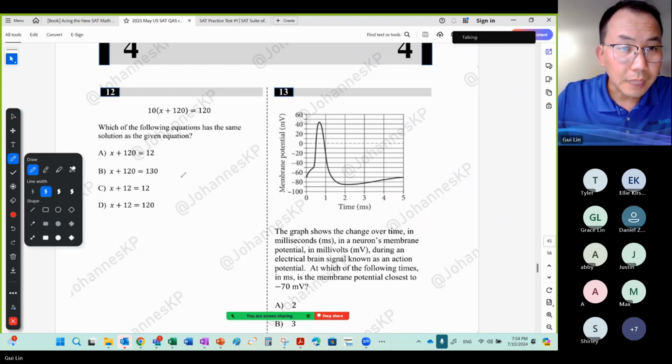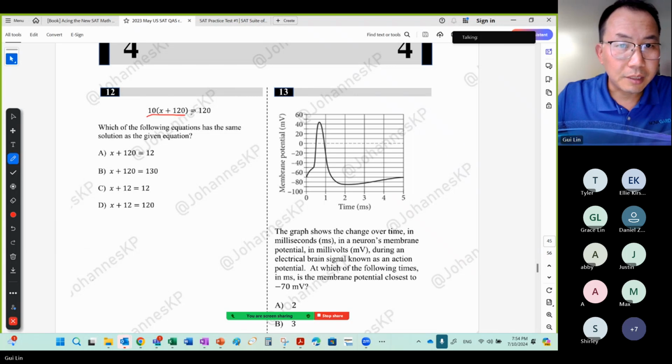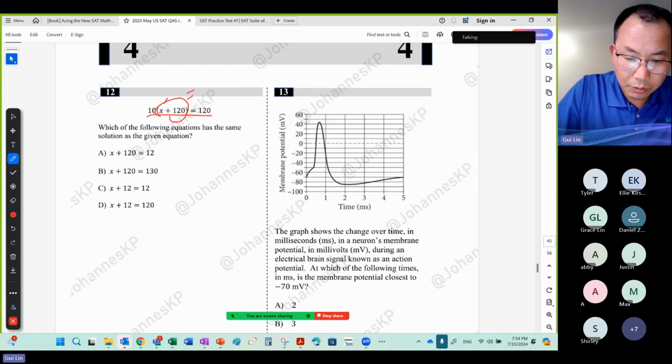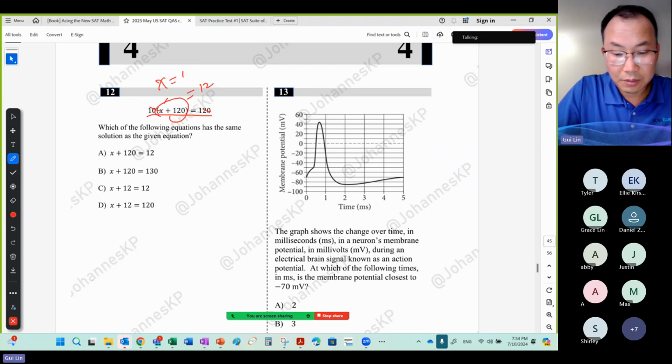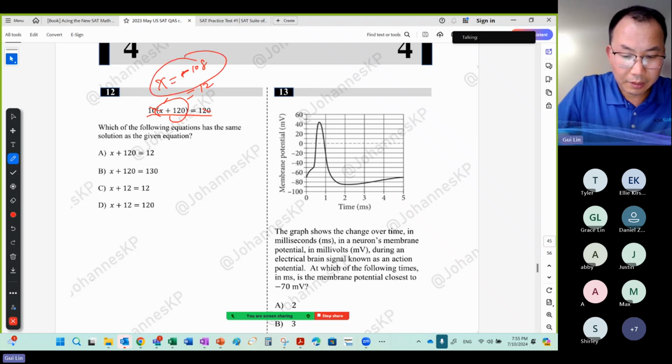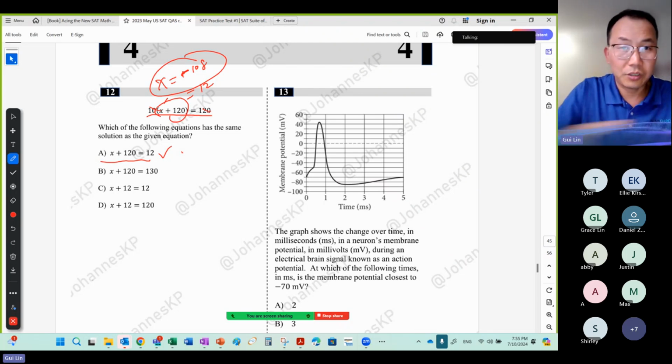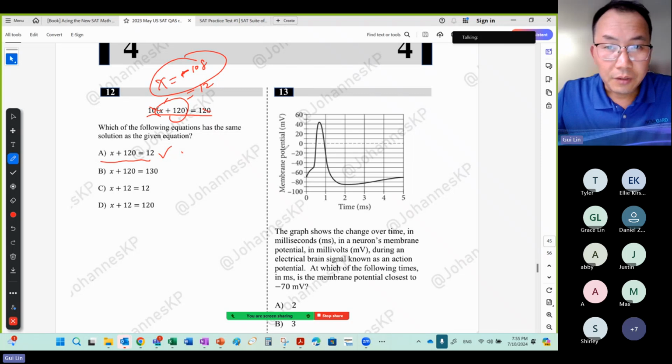Sounds good. Number 12. So this is an expression. Which of the following equations has the same solution as the given equation? So we need to find the answer here first, right? So x equals negative 108. Okay, so it's right here, it's already both sides divided, so there's no change here. Right. Number 13.